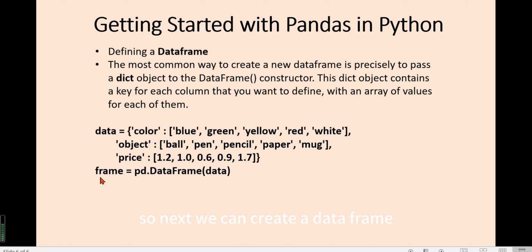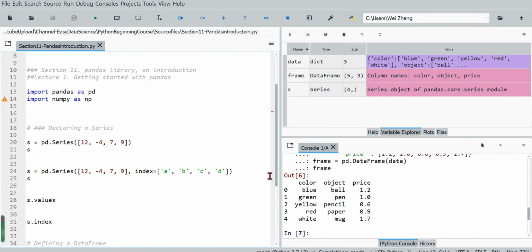Next, we can create a data frame called frame, and on the right side write pd.DataFrame. Both D and F are capitalized. Then we input the data here. Data is a dictionary. So a data frame with 3 columns, whose names are color, object and price, will be created. We will show this in Anaconda Spyder.